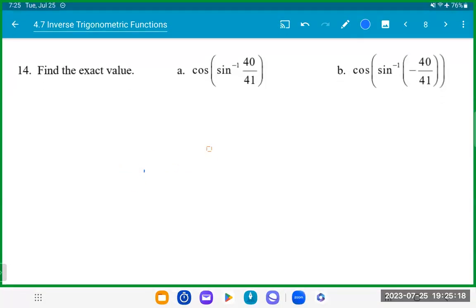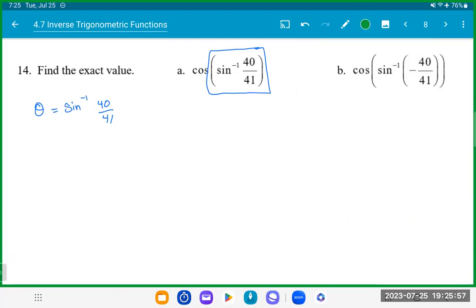All right, it is 7:25, so let's go ahead and carry on. So now we're going to look at what happens if we don't have just sine and cosine where we can cross them out, right? In order to do that, we have to do it in a two-step process. First, we'll solve the inside part. Our angle is equal to the sine inverse of 40 over 41, okay?